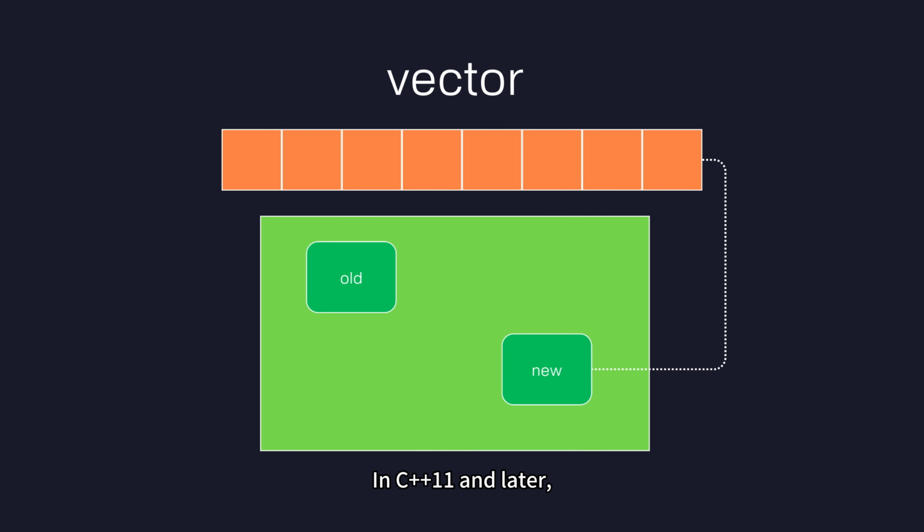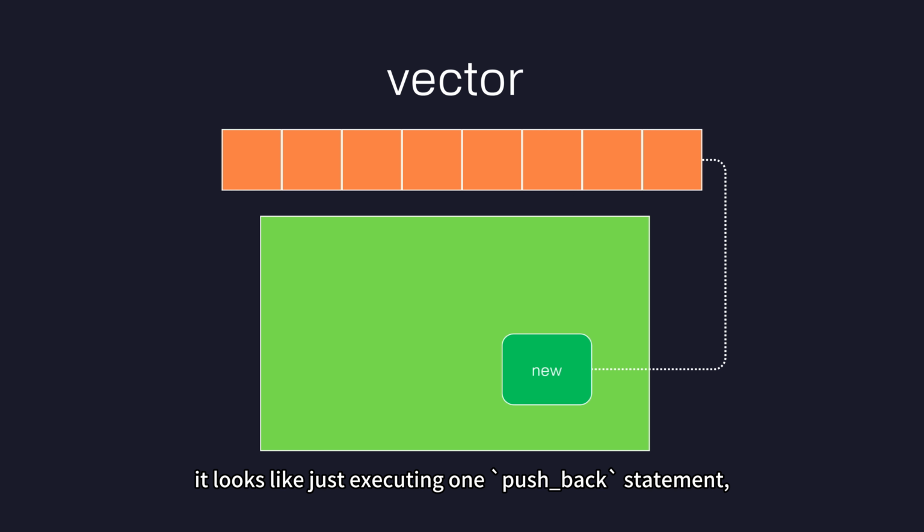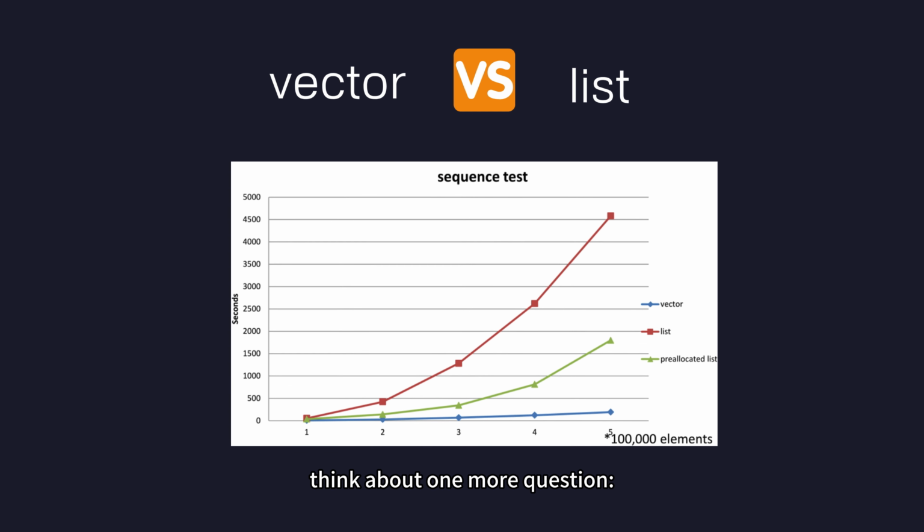In C++11 and later, move semantics are introduced. Vector will try to move the old objects to the new home, which is equivalent to directly pasting the door number of the old house onto the new house, saving the effort of copying furniture. Finally, release the old memory. So it looks like just executing one push_back statement. But in fact, it may execute a series of memory operations. After seeing this, think about one more question.